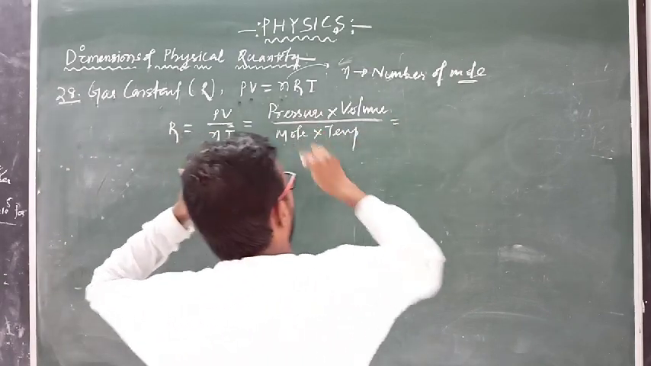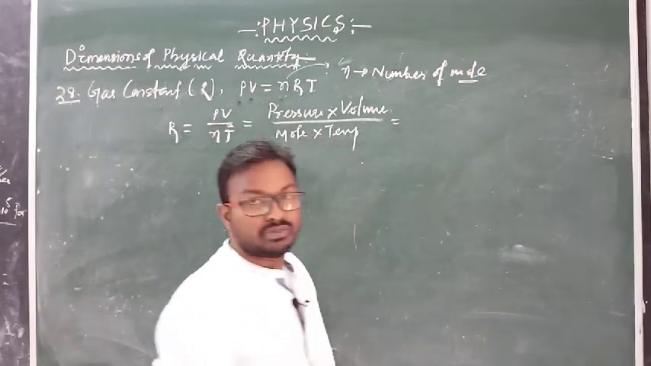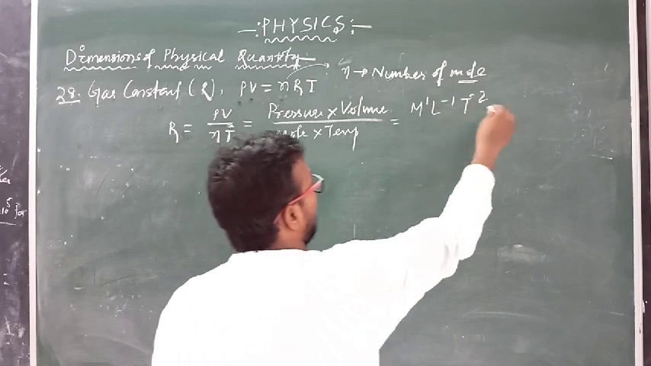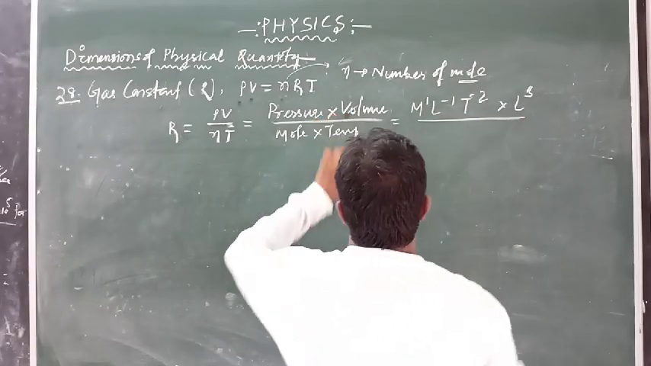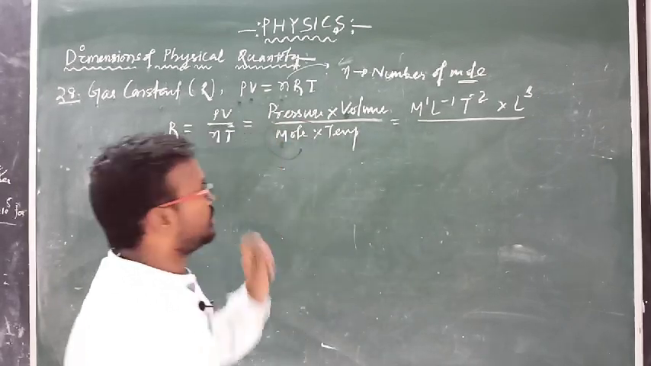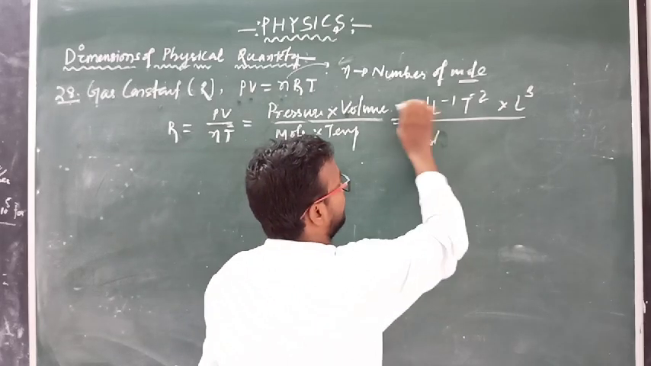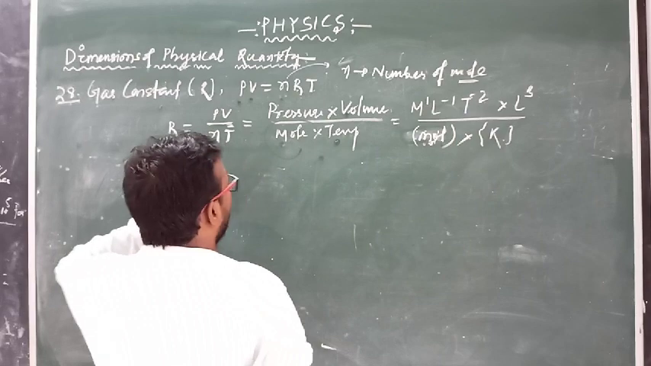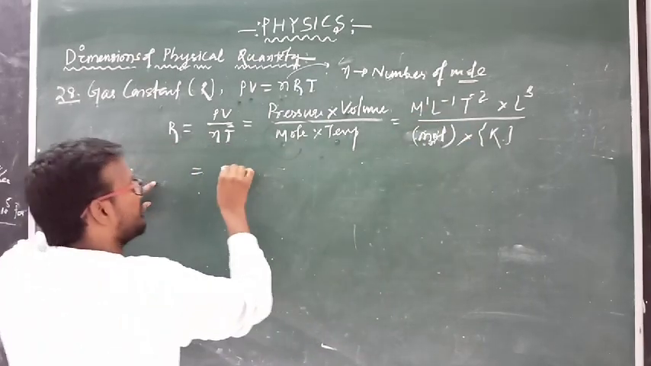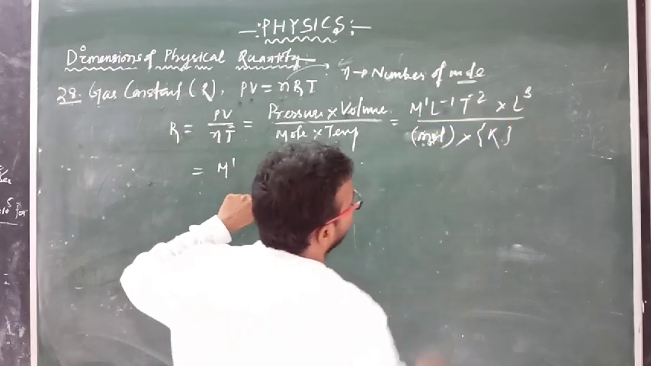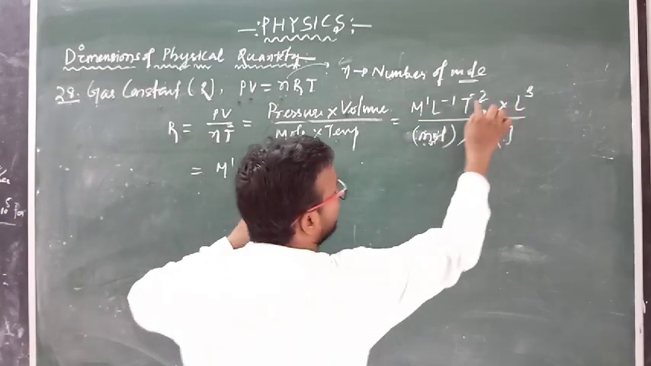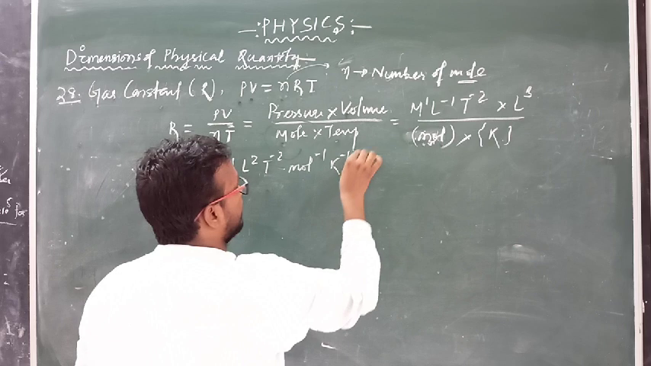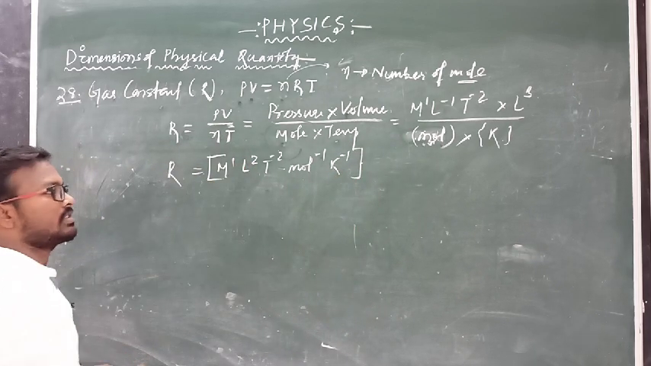So for its dimension, pressure is force per unit area, so you can write the dimensional formula of pressure as M1 L minus 1 T minus 2, into volume L3, divided by mole, and we already know the dimension of mole, that is small mol, and temperature, its dimensional formula is K. Now if you solve this relation, we get M1 L2 T minus 2 mole minus 1 Kelvin minus 1 as the dimensional formula of gas constant R.